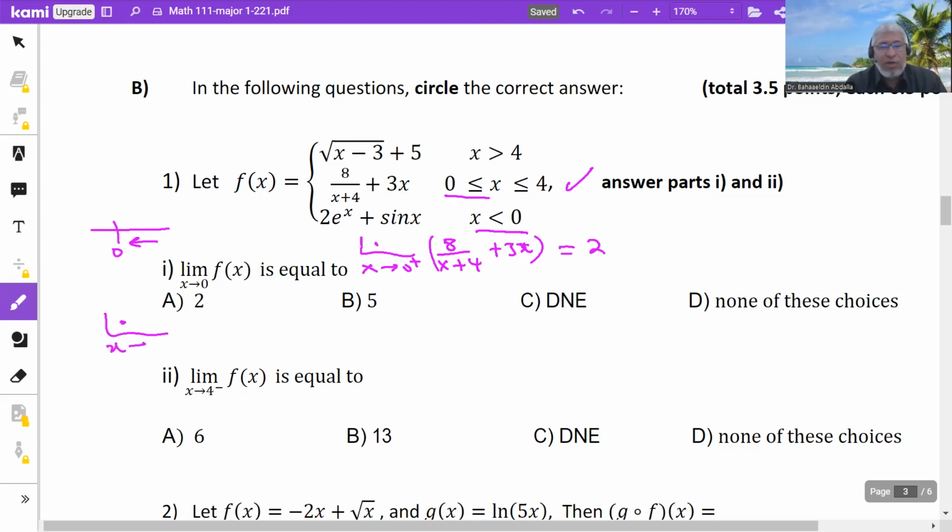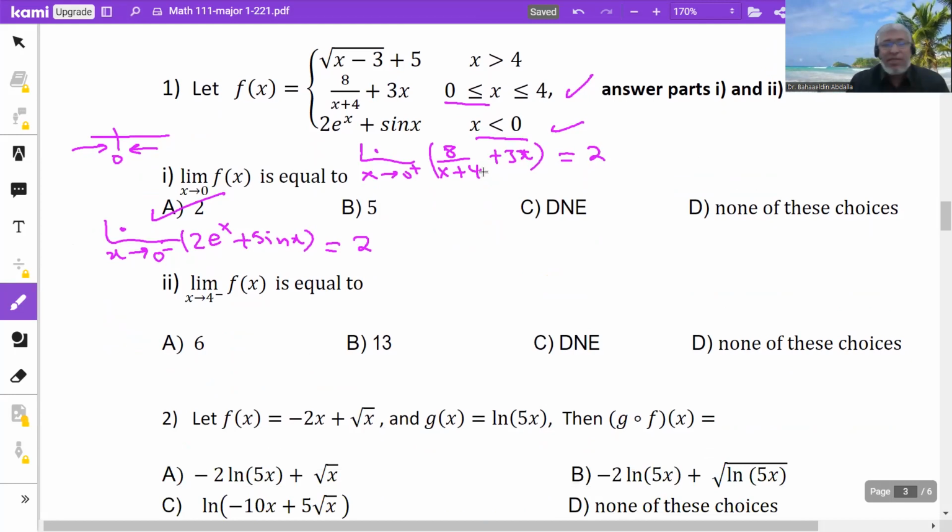What about the limit when x approaches 0 from the left? When I approach 0 from the left, I have to use this definition because x is less than 0, because we will deal with numbers less than 0. So the definition is 2 times e to the x plus sine x, and I need to find the limit of this function when x approaches 0 from the left. So I replace x by 0. 2 times e to the power 0. e to the power 0 is 1. 2 times 1 is 2. Sine 0 is 0. So the answer is 2. The limit from the right equals the limit from the left. So the limit exists and it is equal to 2.